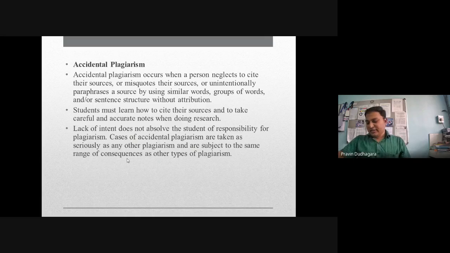Accidental plagiarism generally occurs when a person neglects to cite their references or misquotes their sources, unintentionally or intentionally. So the student must learn how to cite their sources and to take careful and accurate notes when doing research. Lack of intent does not absolve the student's responsibility for the plagiarism. Cases of accidental plagiarism are taken as seriously as any other plagiarism and are subject to the same range of consequences as other types of plagiarism.